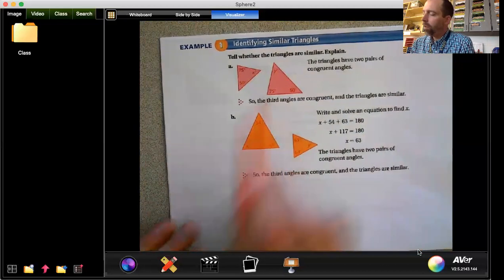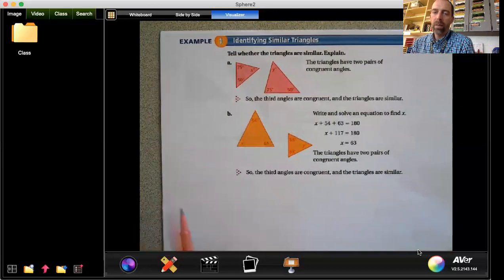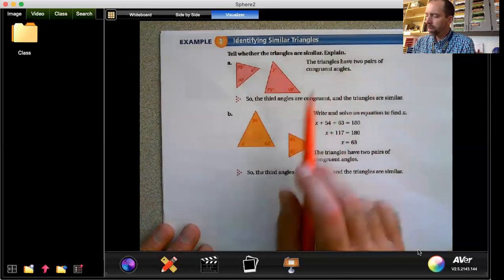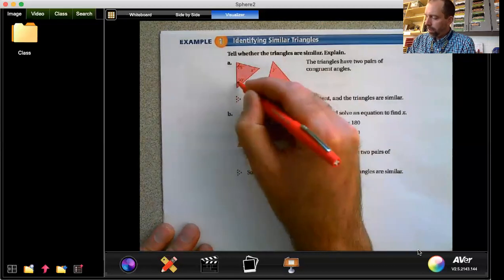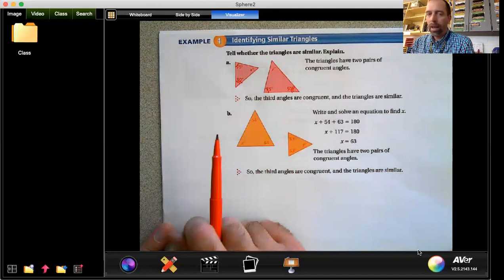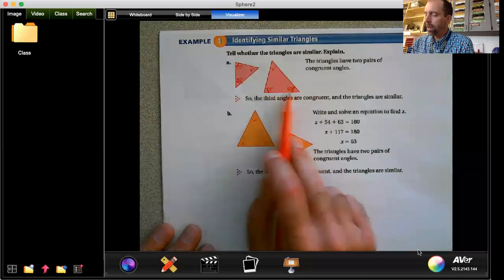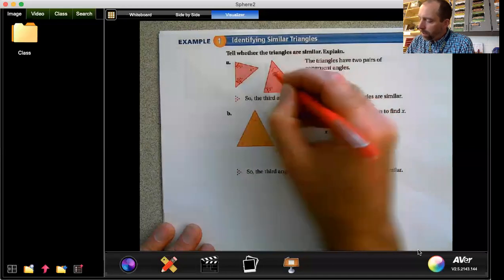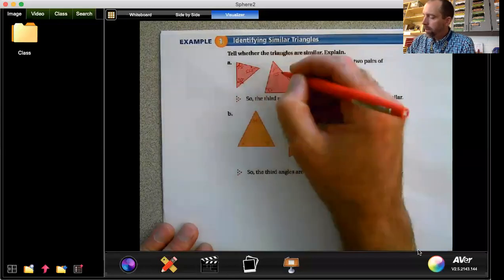Example number 1 says, tell whether the triangles are similar. So it's a yes or no question, but then you have to back it up with a little information. These two triangles have two pairs of congruent angles. Notice I have a 75 here, and I have a 75 here. And I have a 50 here and a 50 here. So that means the third angle of those two triangles has to be the same. It's whatever is left of the 180. These two together is 125, so this has to be 55. That means all three angles are the same. So that would be a yes.